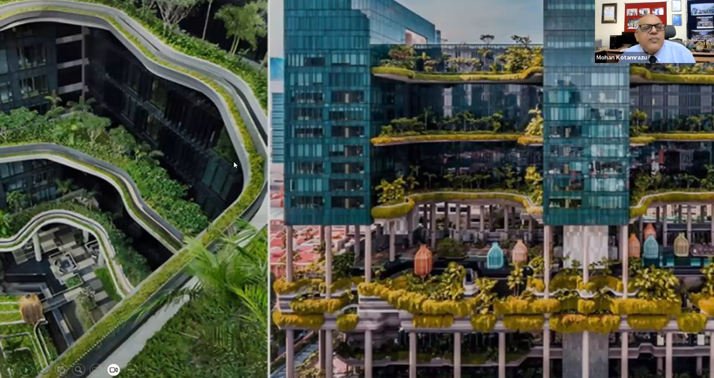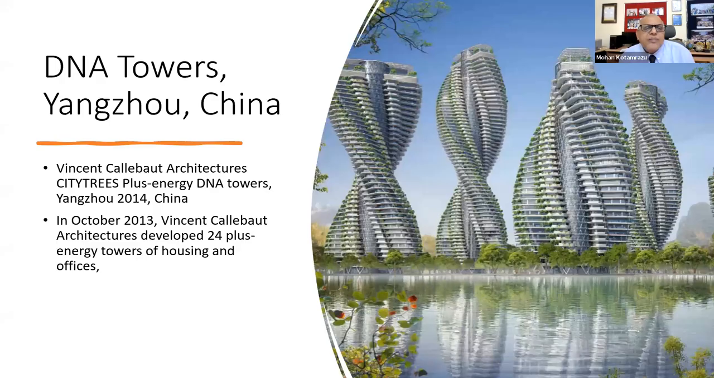So these are the floors of the hotel. These are pods where you can sit and have coffee or something like that. They look like bird cages inside this entire thing. So this is one of the net zero sky gardens in Singapore.